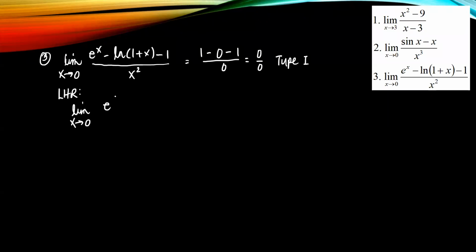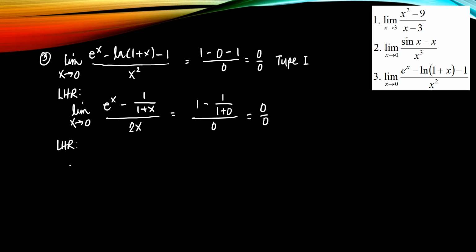Okay, applying this, I'm just copying the limit expression. This one is e to the x minus this one gives me 1 over 1 plus x, and then that becomes 0 on the right. And then this becomes 2x. So let's apply 1 minus 1 over 1 plus 0 over 0. So it's still case number 1. Maybe we can still apply another L'Hopital's rule.